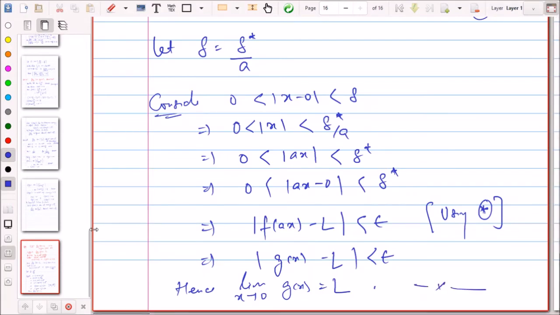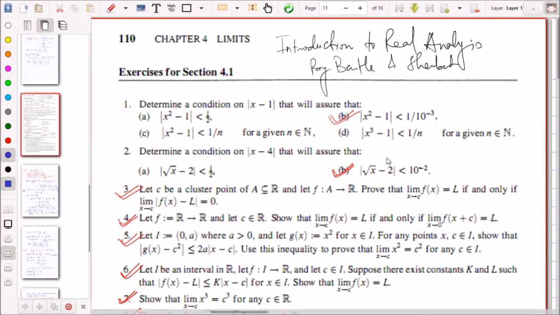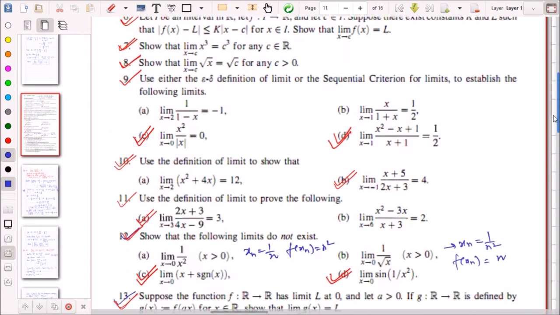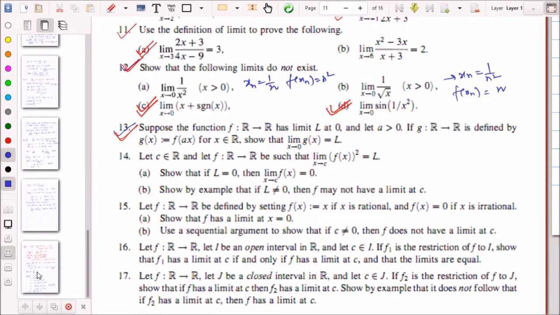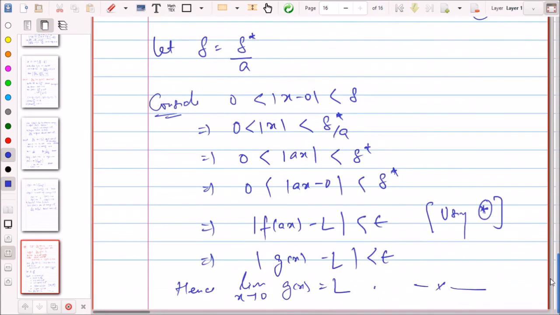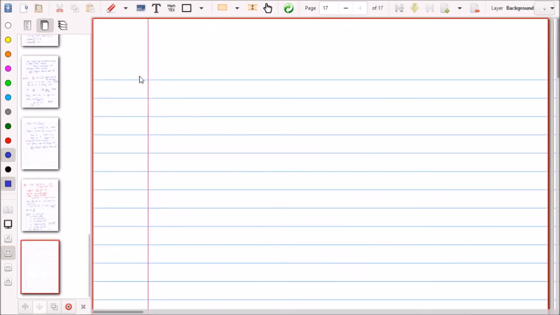Now let us go back to one more question, question number 14. In question number 14, we have been given that limit x tends to c, f(x) square is equal to L. We have to show that if L is 0, then limit x tends to c, f(x) is equal to 0, and we will show that if L is not equal to 0, then f may not have a limit at c. So we have to give an example in the case of the b part. So let us solve this question.